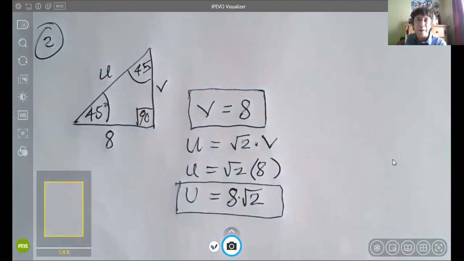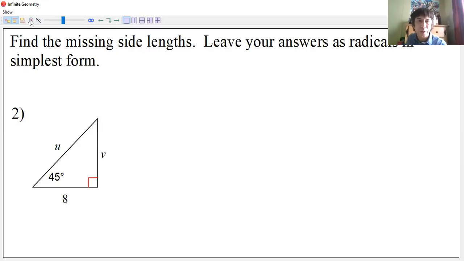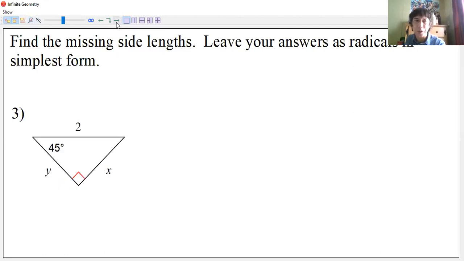And we can verify that in the other screen. Let's go back to that particular screen. Okay, so it must be this one for number 2. Okay, let us show the answer there. So we have 8 square root of 2 for the hypotenuse U, and V equal to 8, which is the other leg. The two legs are always equal for this triangle. Let's have another 2 more examples for this triangle before we proceed to the 30, 60, 90.